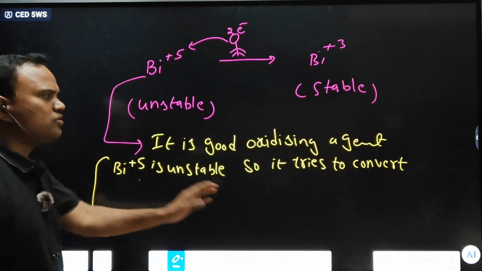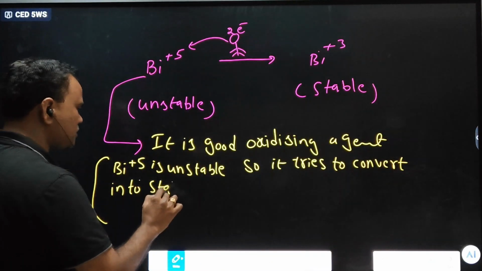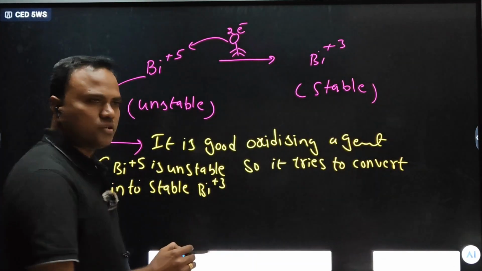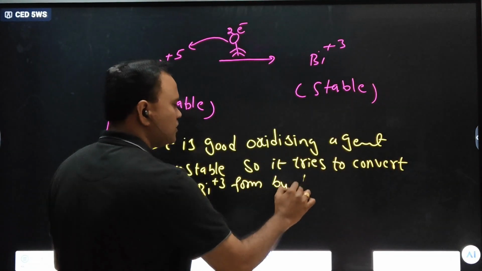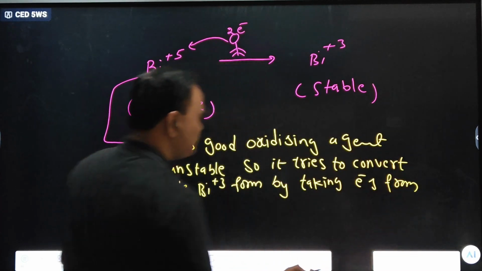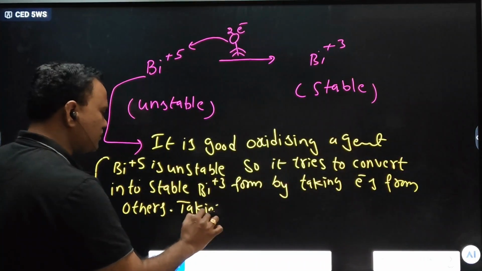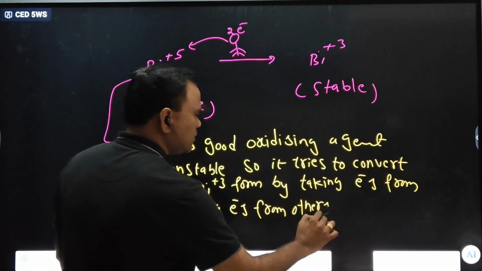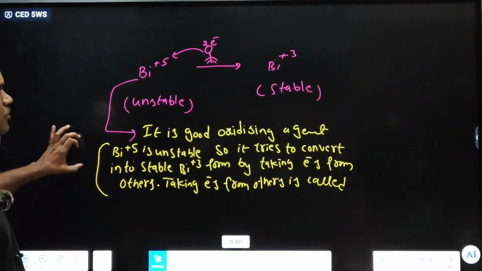Bi plus 5 is unstable, so it tries to convert into stable Bi plus 3 form by taking electrons from others. Taking electrons from others is called as, tell me, which property? Oxidizing property.